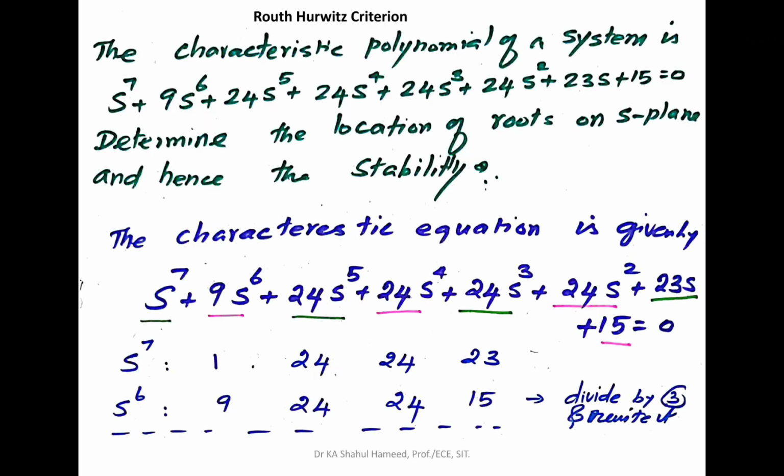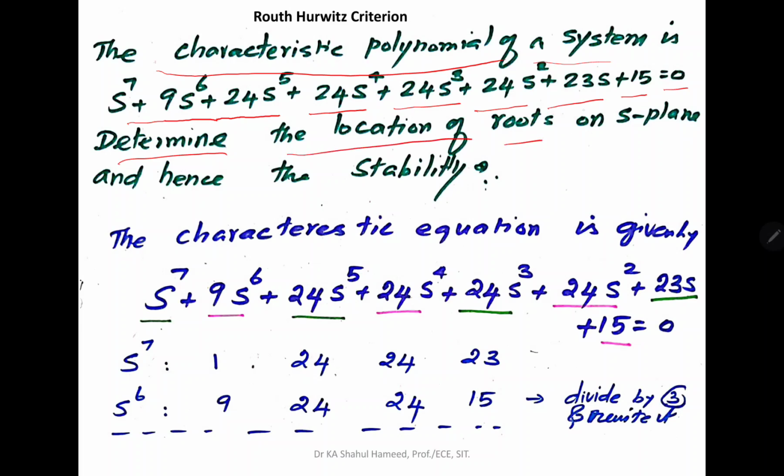First, I will read the problem statement. The characteristic polynomial of a system is given by s power 7 plus 9 s power 6 plus 24 s power 5 plus 24 s power 4 plus 24 s cube plus 24 s square plus 23 s plus 15 is equal to 0. Determine the location of roots on S plane and hence the stability.